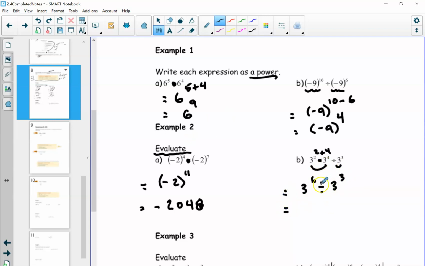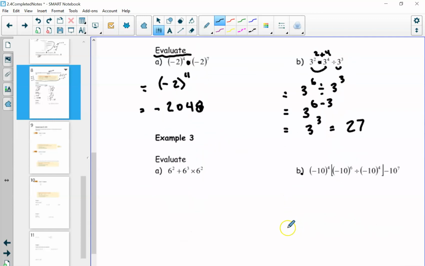It's division, so we can subtract the exponents. So that's going to be 3 to the power of 6 minus 3 equals 3 to the power of 3. So that's 3 times 3 is 9 times 3 more equals 27 as our final answer there.